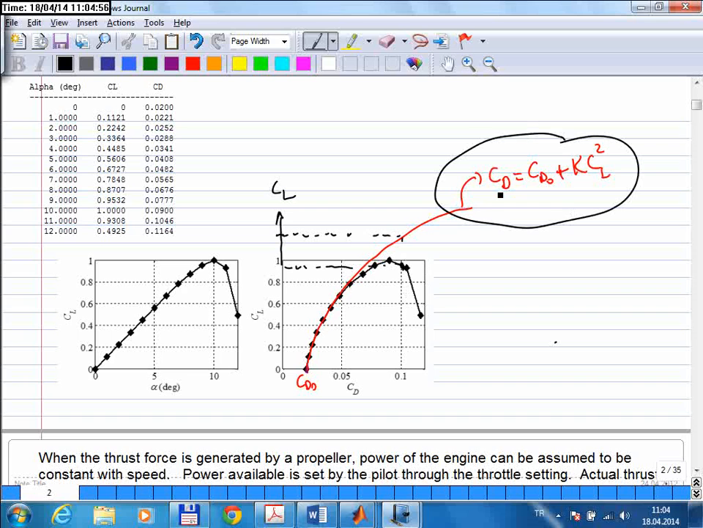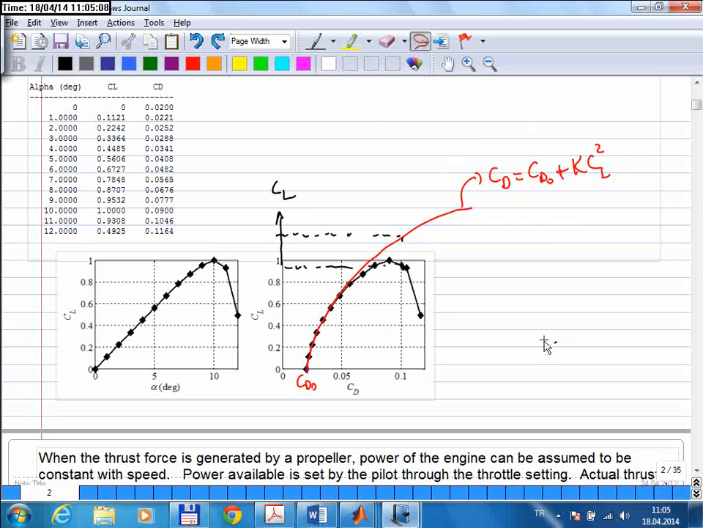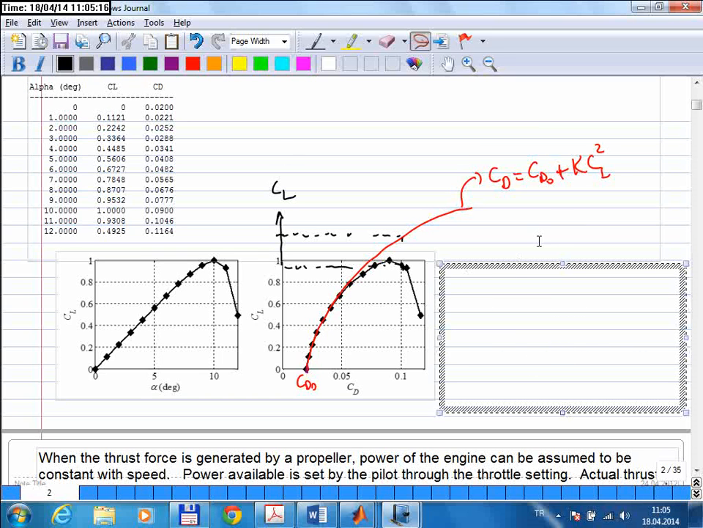So what you do here is you basically fit a curve to this data, right? And instead of using the curve fitting approach, maybe I should add small notes here for you to help you while studying this material later on.